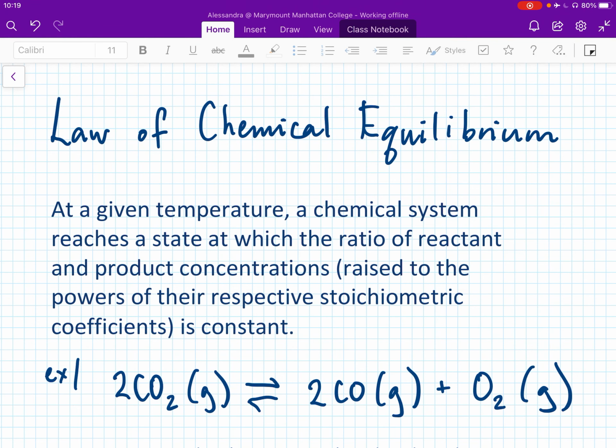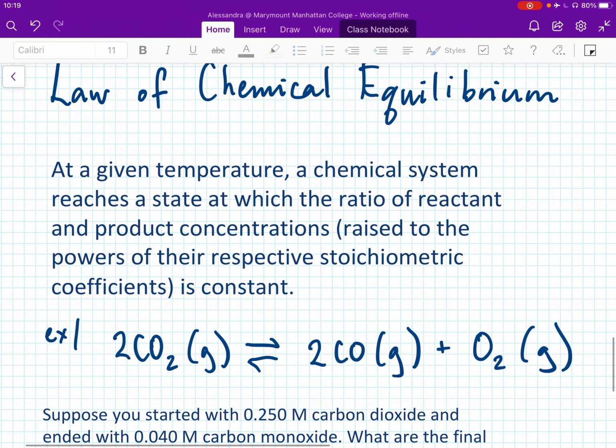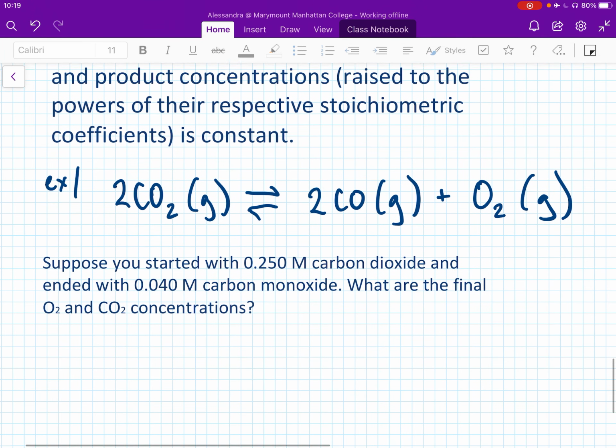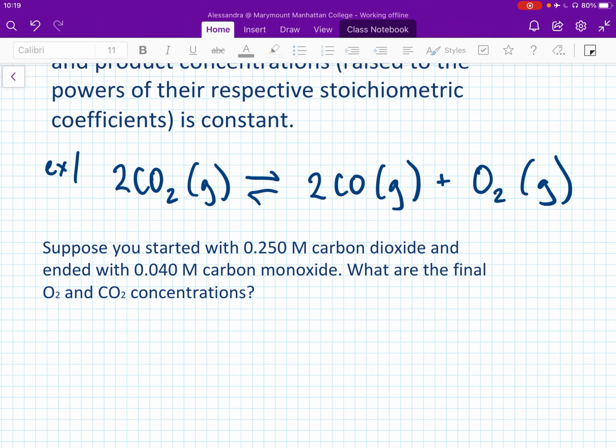So I want to develop an example and define the equilibrium constant, which is this ratio of products to reactants, in detail. Let's take as our example a reaction where we have carbon dioxide decomposing to carbon monoxide and oxygen. So 2CO2 decomposing to 2CO plus O2. Okay, this is an equilibrium reaction, so I've written it with equilibrium arrows in the forward and reverse directions.